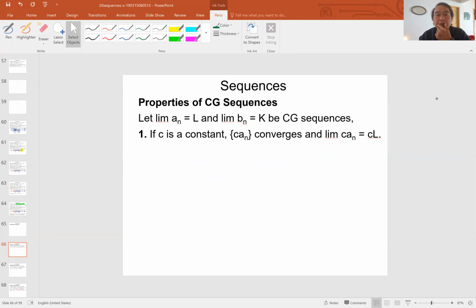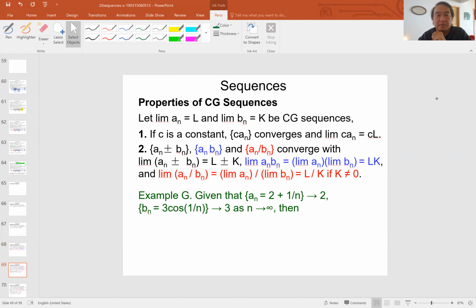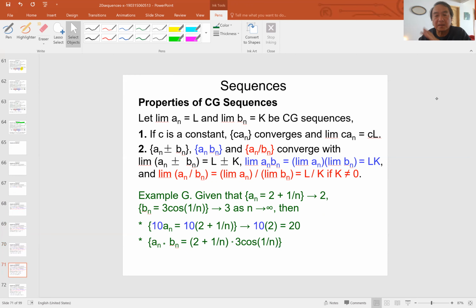Here's a property of converging sequences. If they converge, I can add, subtract, multiply, divide them, okay, when it makes sense. I get the same answers.